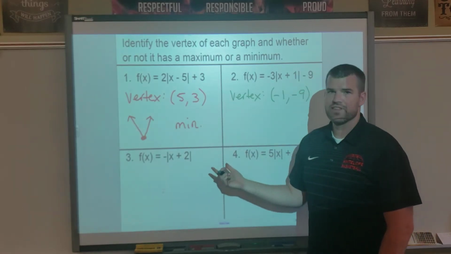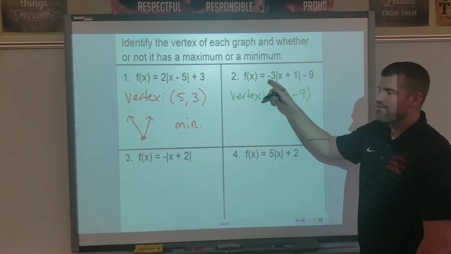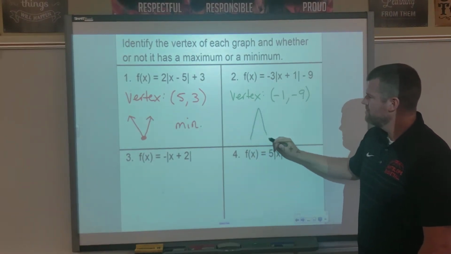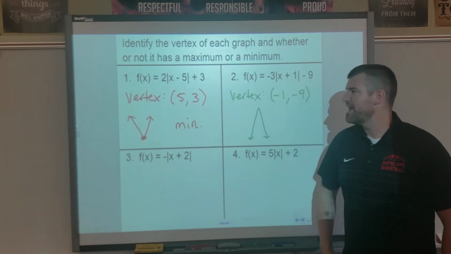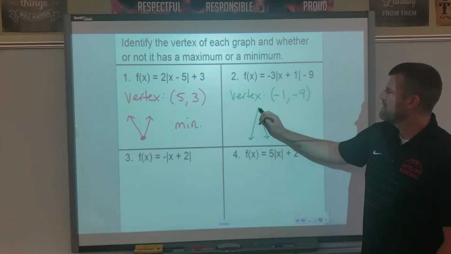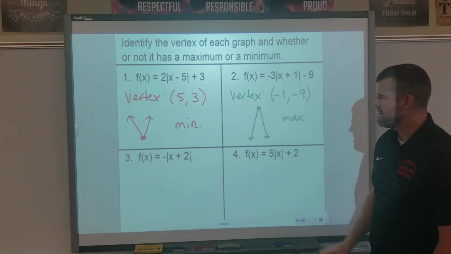What if there is no number at the end? Actually, we'll come back to that in a second, sorry. Because this is a negative A value, it's going to open down. The fact that it's a -3 means it's going to be stretched, so it's going to be a narrow graph. But because it opens down, our vertex is at the top, and we have a max.